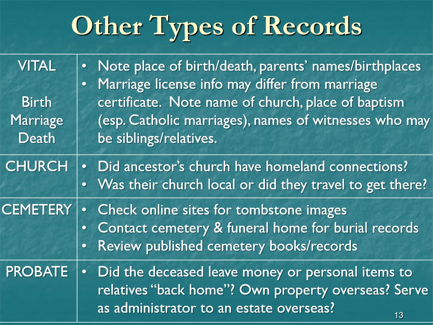Other types of records to look for include vital records such as birth, marriage, and death records, church records, cemetery records, and probate records. In genealogy, original records are almost always preferred to transcriptions. Cemetery records, however, may be an exception, since some published cemetery records were compiled before tombstones became less readable due to weathering and other natural factors.